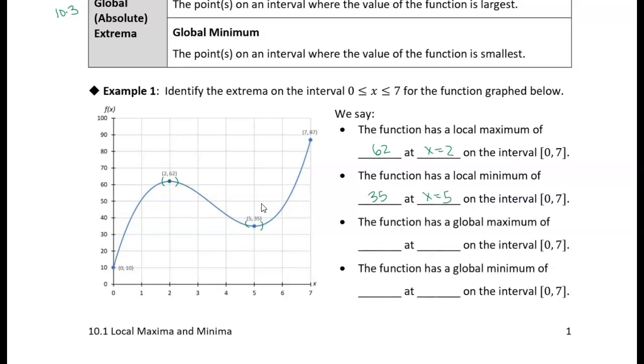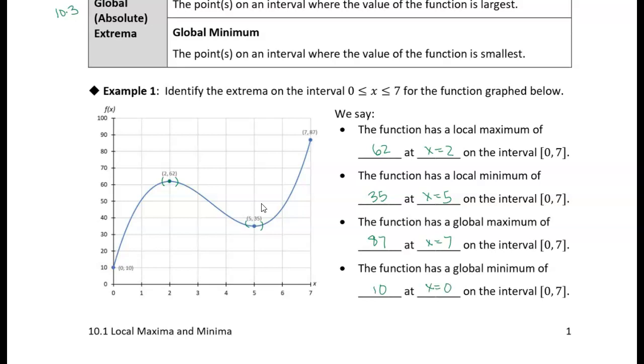Now we can also find the global maximum. When we find a local maximum or minimum, those points are not necessarily the global maximum. They often are global maxima or minima, but sometimes we also have to check the endpoints. For example here, the maximum is actually 87 at x equals 7, at the endpoint. And here the global minimum is 10 at x equals 0.